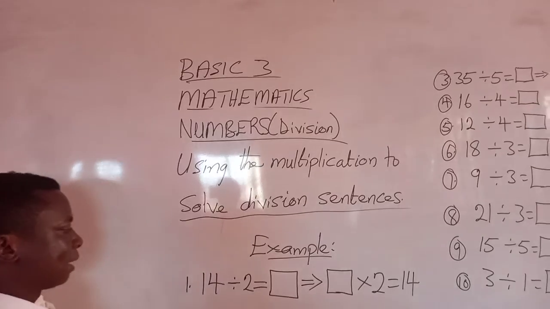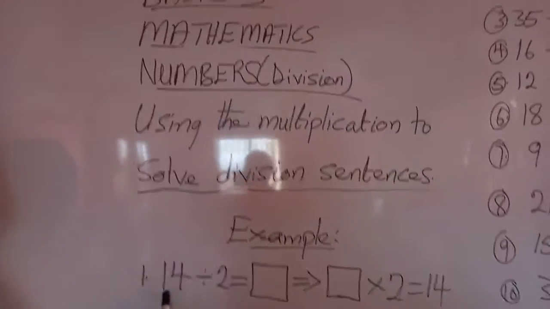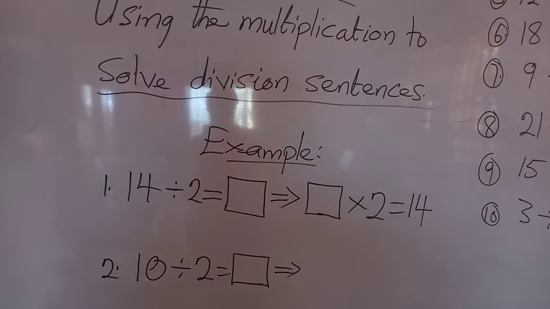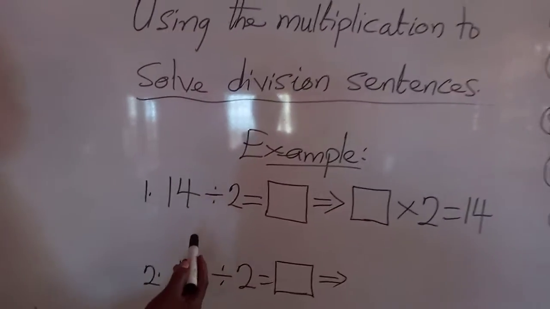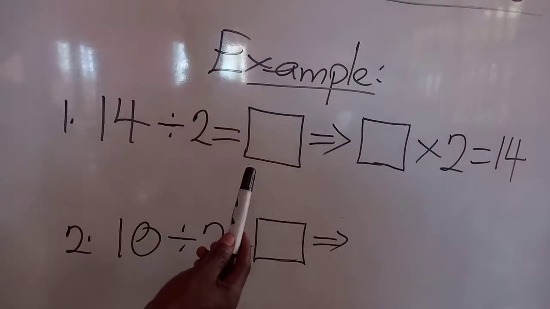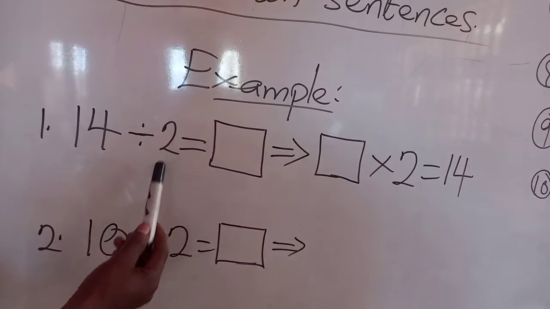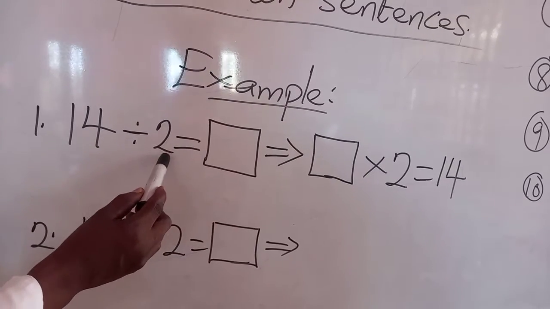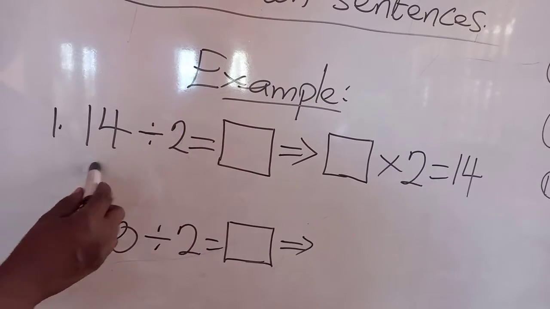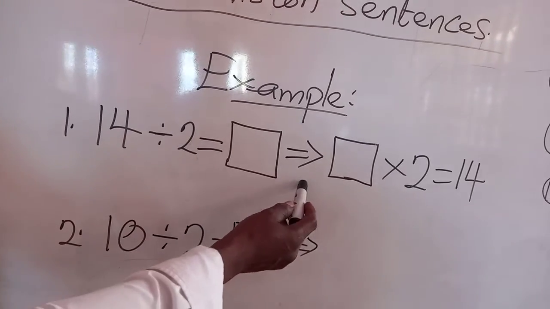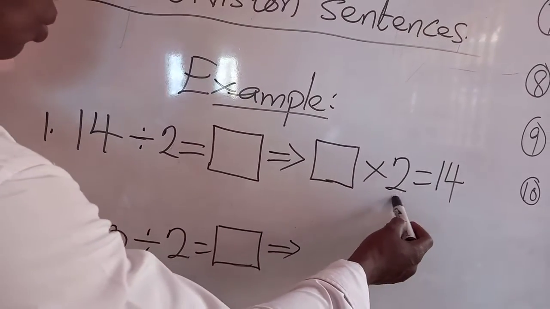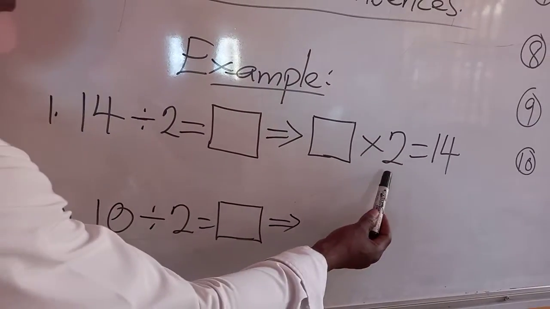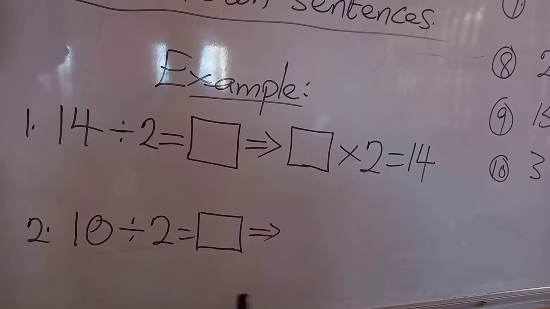Example 1. Look at this. You are given 14 divided by 2 equals box. Now, this means that box times 2, or there is a number in this box that when you multiply it by 2, you get 14. So let's rewrite it. It implies that box times 2 equals 14. Now, you have to know your multiplication table of 2.